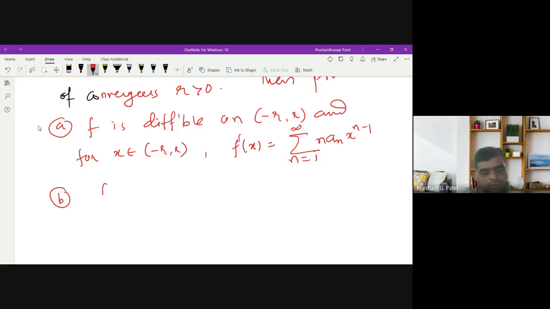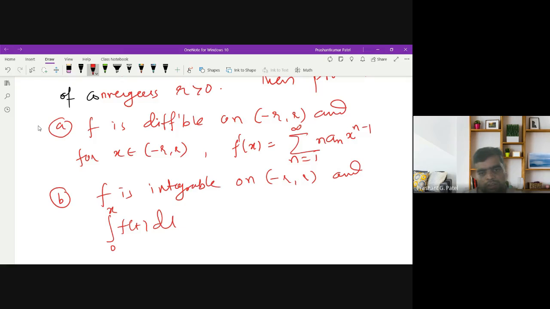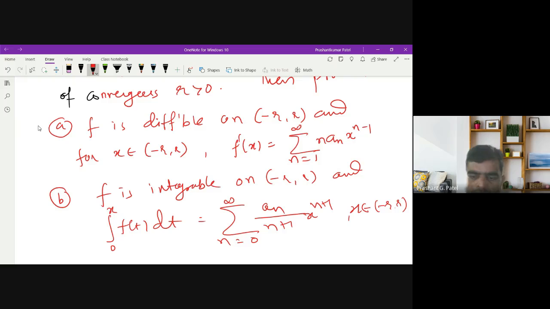And the second one, f is integrable on -R to R, and the integration from 0 to x of f of t dt will be the summation n running from 0 to infinity of an upon n plus 1 times x raised to n plus 1, for any x in -R to R. Or I can say here it is 0 to R.